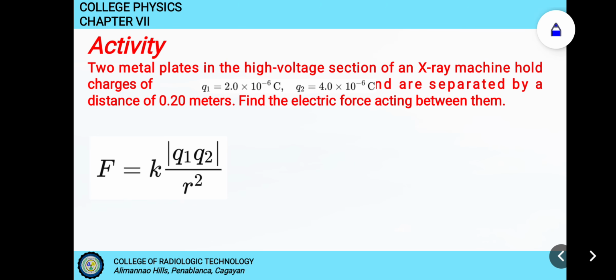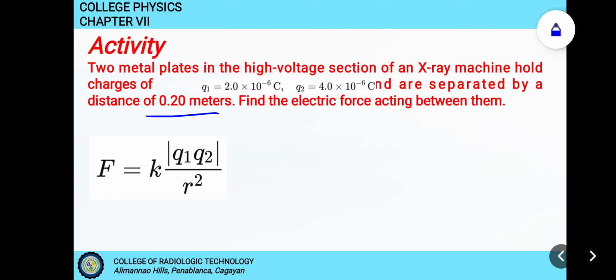Two metal plates in the high voltage section of an X-ray machine hold charges of 2 times 10 raised to negative 6 coulomb and 4 times 10 raised to negative 6 coulomb, and are separated by a distance of 0.20 meters. Let us now find the electric force acting between them.